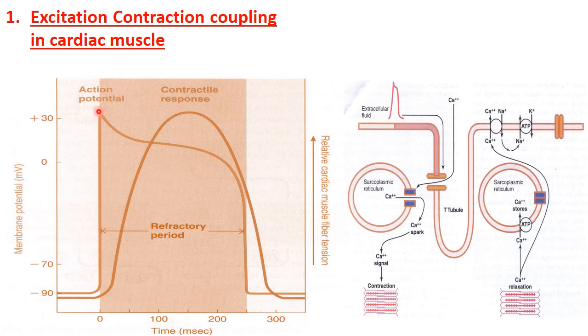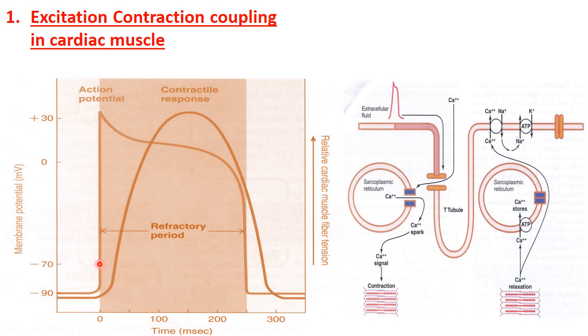Here you see, this is the phase of depolarization. Please write it down in your notes. This phase of depolarization is called phase 0. During this phase, at the threshold point, the fast voltage gated channels open up and lead to a rapid upstroke of the action potential. The voltage goes from minus 70 to plus 30.